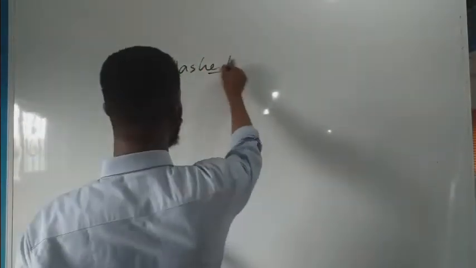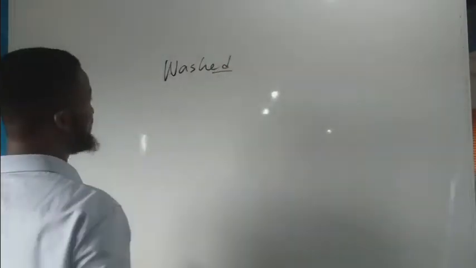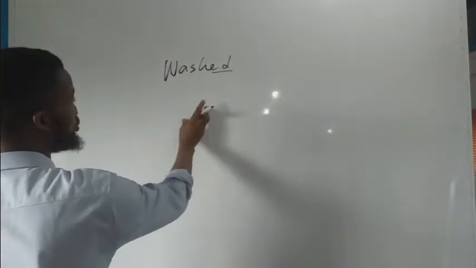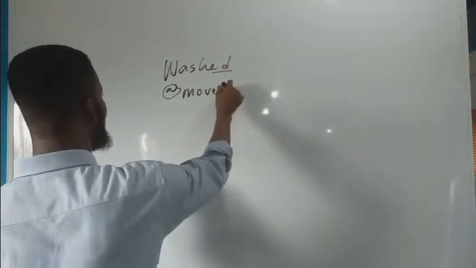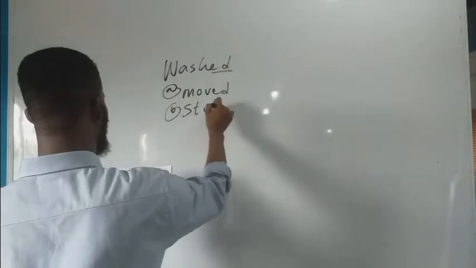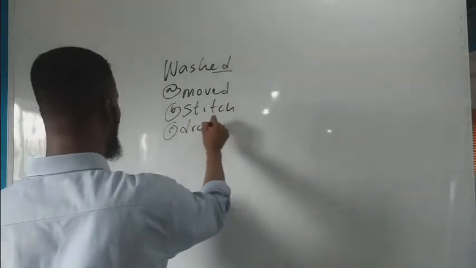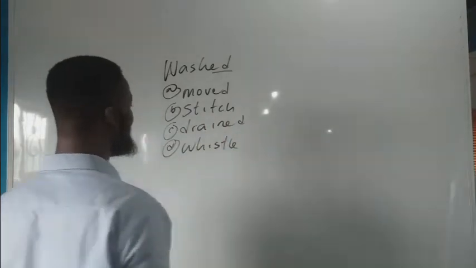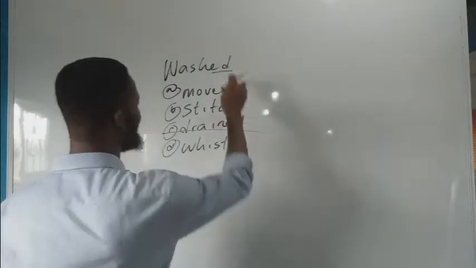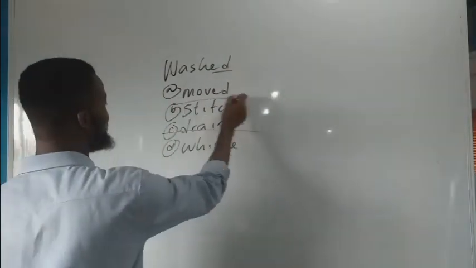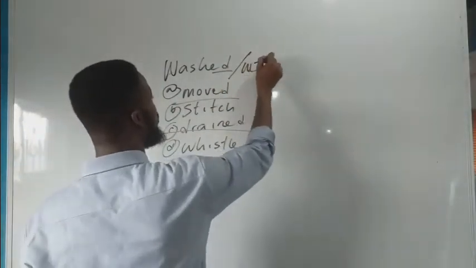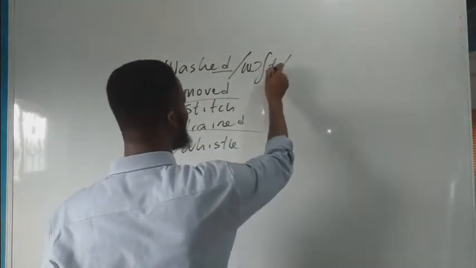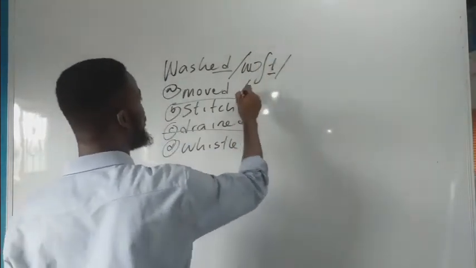Our last question, we have W-A-S-H-E-D. This is underlined. Remember I told you then that when you have ED after sounds like sh, this turns to T. But look at option A, we have N-O-V-E-D. Option B, we have S-T-I-T-C-H. Option C, we have D-R-A-R-N-E-D. Option D, we have W-H-I-S-T-L-E. People are likely to jump at this because it's D, or people are likely to jump at this. But watch out, this is pronounced as washed. We're looking for T. Alright, this is called moved.